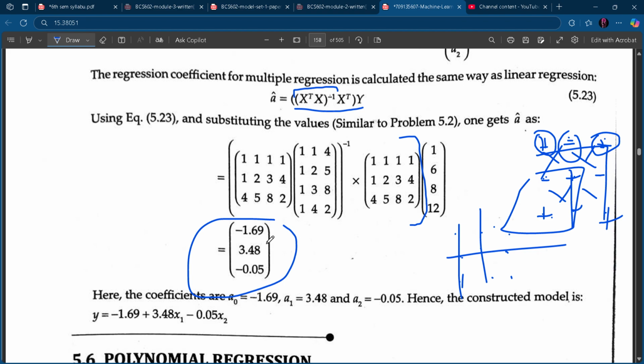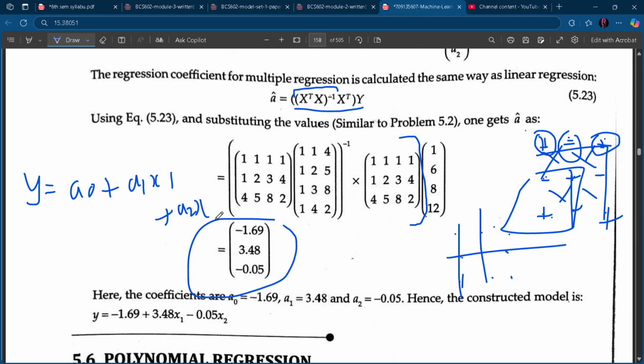Once you memorize this answer, see, this is a0, a1, a2. Hence the constructed model is y equals minus 1.69 plus 3.48 x1 minus 0.05 x2. If it was just simple linear regression, you get a0 plus a1x. For multilinear you have a0 plus a1x1 plus, I'll write down, plus a2x2. See, multilinear regression is just that, nothing else. If you understand how to do linear regression, then multilinear is also the same.